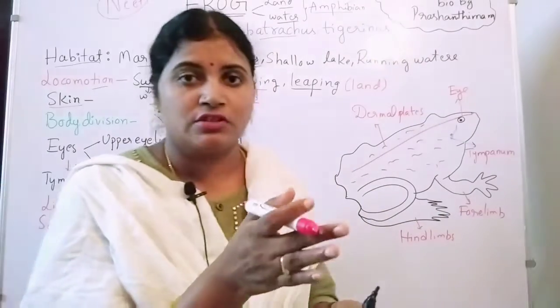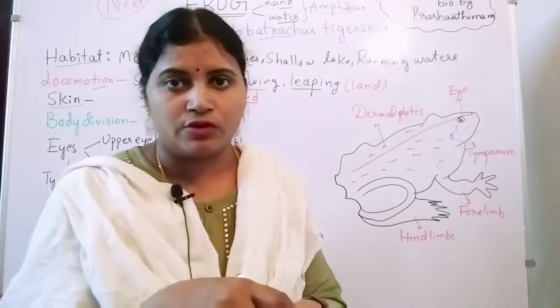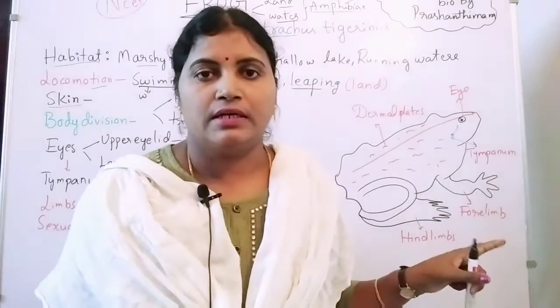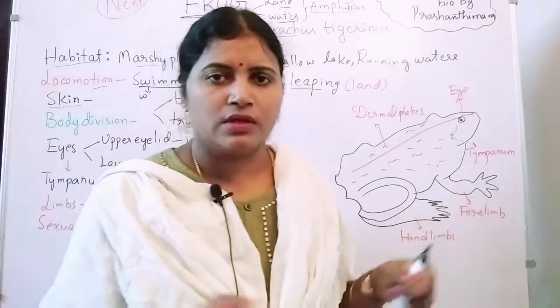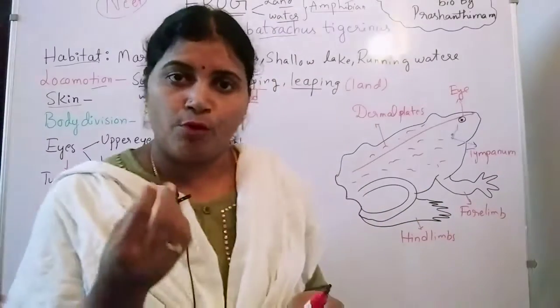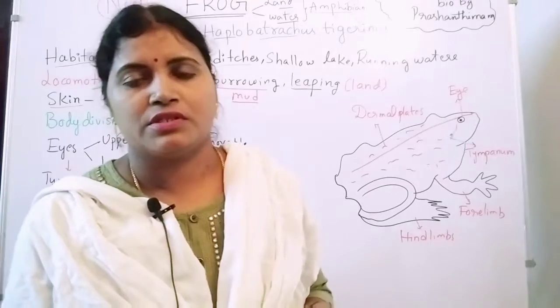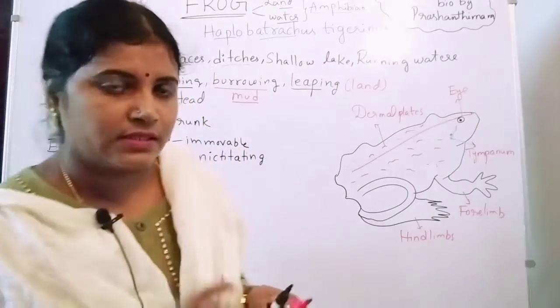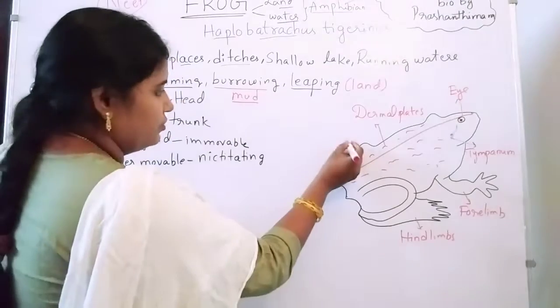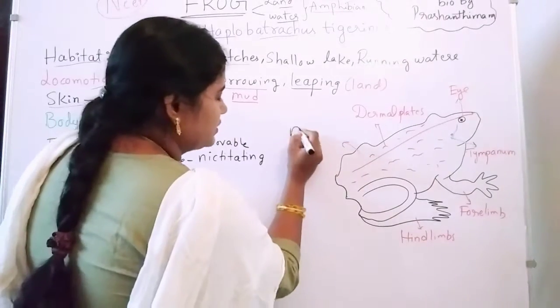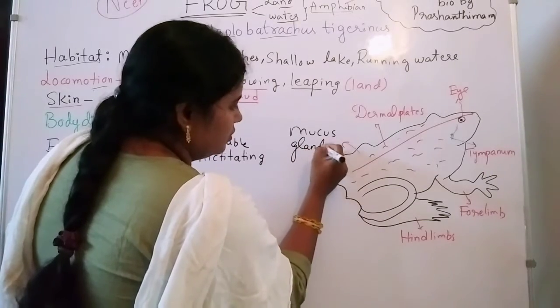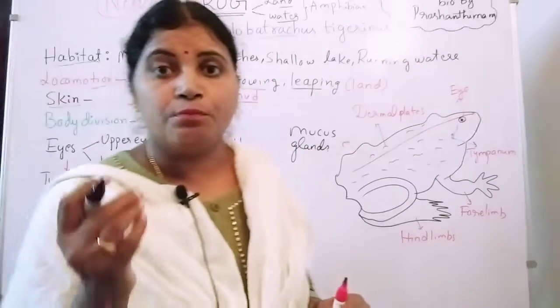If you see the fish, it contains many scales, okay. But frog skin does not contain any scales. It is very smooth and slimy, moist. Always it is moist. Why? Because of the presence of the mucus glands, okay. So the skin contains the mucus glands. Because of the presence of mucus glands, the skin is always moist.